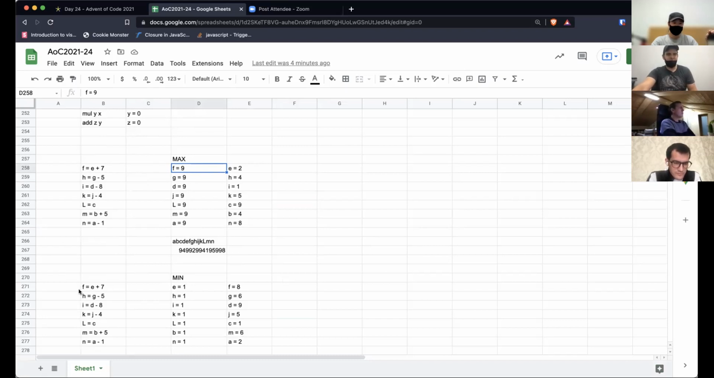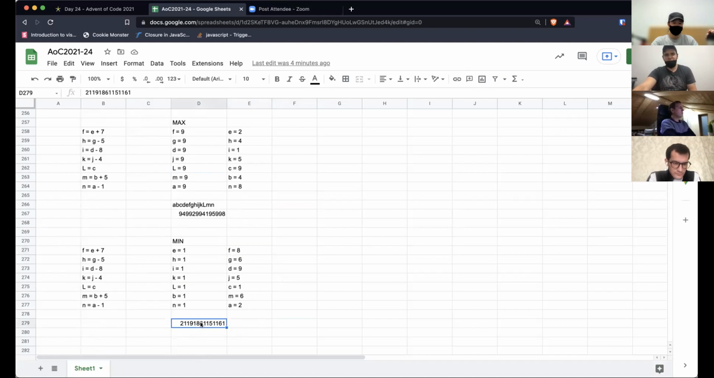So again, for my f equals e plus 7 example, now I'm going to set e, the smaller number, to 1. That means f is going to be 8. And I do that for all of the equations that I got, and I get my final minimum number.